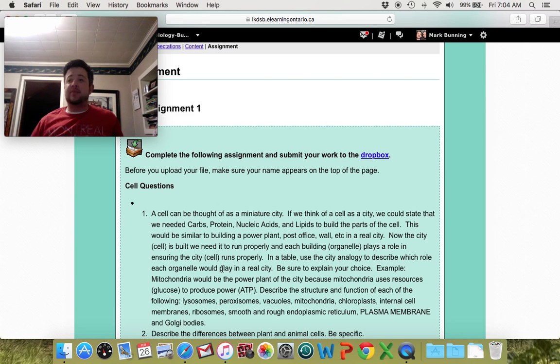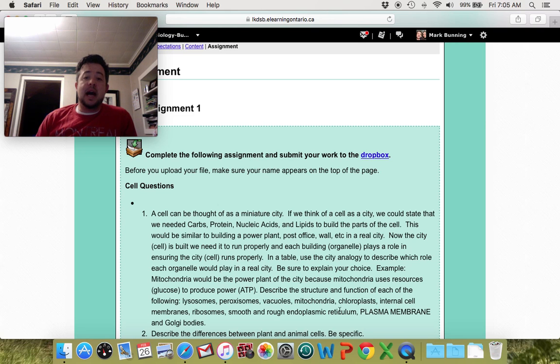So mitochondria is very similar to a power plant in a city, because in a city, the power plant provides energy for the city, taking raw materials and turning it into energy. That's what a mitochondria does. It takes raw materials, glucose, and turns it into energy, ATP, for the cell.